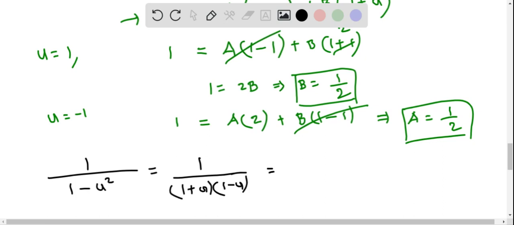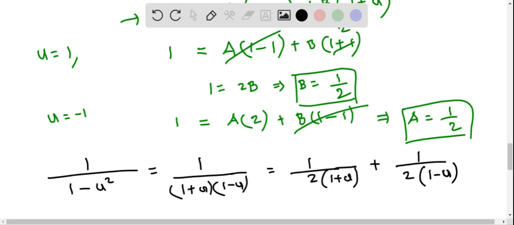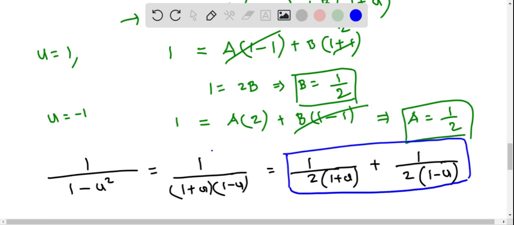So now, after partial fraction decomposition, we have written this as a over 1 plus u, that is 1 by 2 over 1 plus u, so this gets multiplied like this, plus b over 1 minus u. I replace the value of b, so this becomes 1 over 2 times 1 minus u. So this is the partial fraction decomposition of this expression.